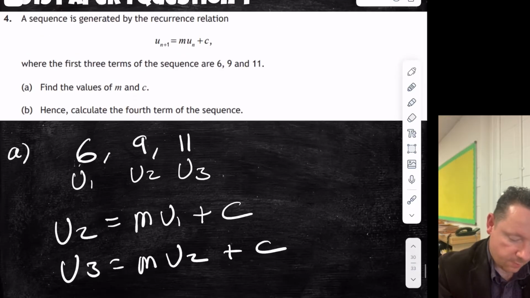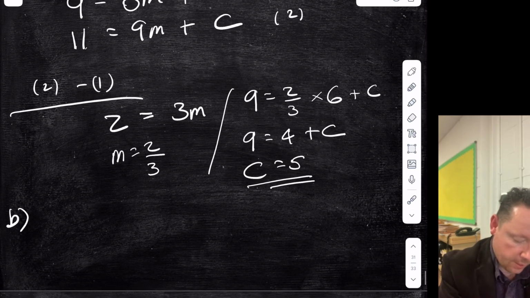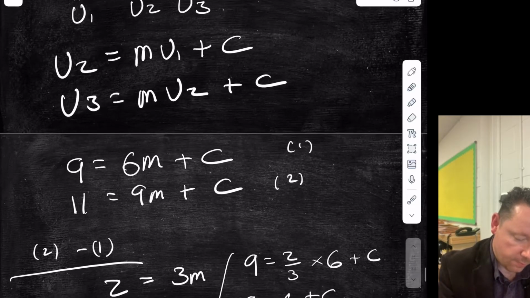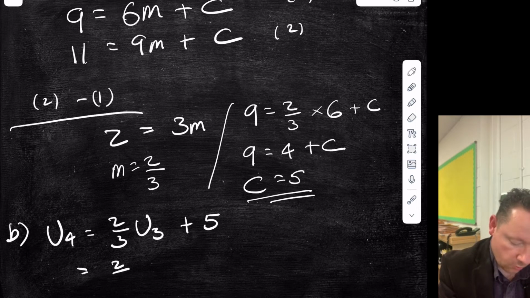It then says part B, calculate the fourth term of the sequence. So for part B, u4 is equal to m, which is 2/3, times u3, plus c, which is 5. And u3, remember, the third term was 11. So that equals 2/3 of 11 plus 5.